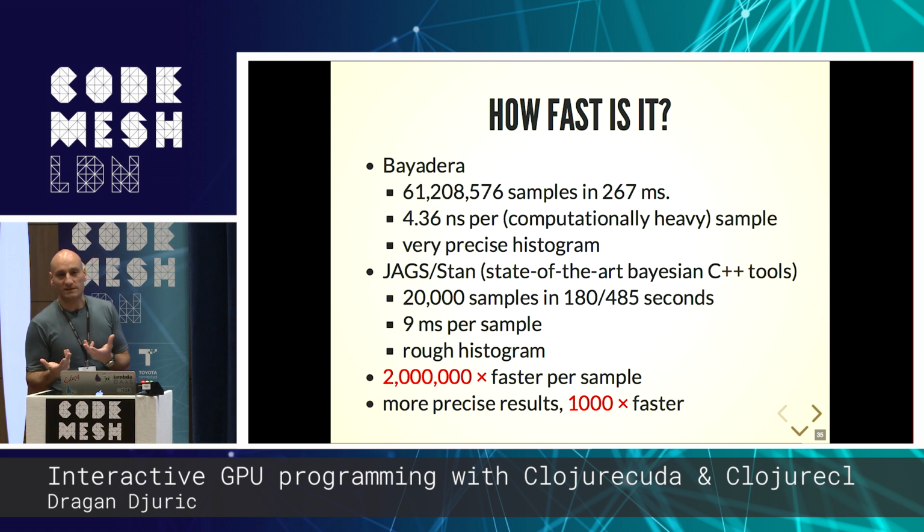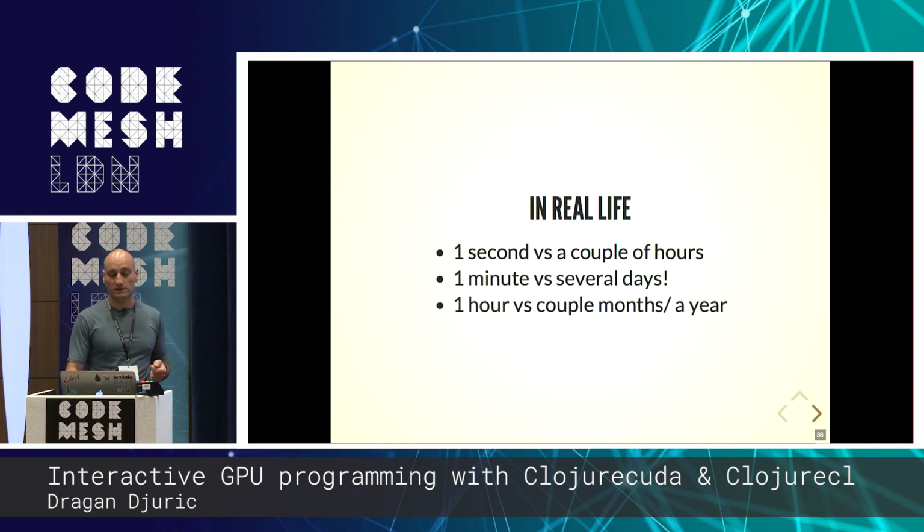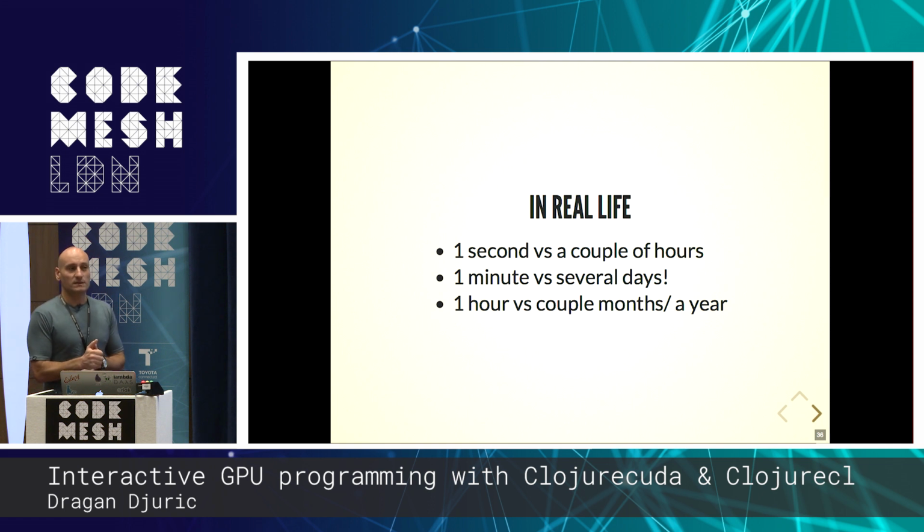So in an apples to apples comparison, which is, okay, how long does it take to complete the whole analysis, Bayadera was 1,000 times faster, which is considerable. Why is it considerable? I mean, both are fast. But the thing is, something that is 1,000 times faster means instead of 1 second, it would have been 1 hour with a slower method. So instead of several days, it would be 1 minute, or instead of a couple of months, it would be 1 hour. That's when it's important to have something really faster.